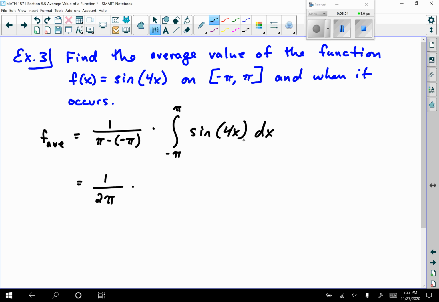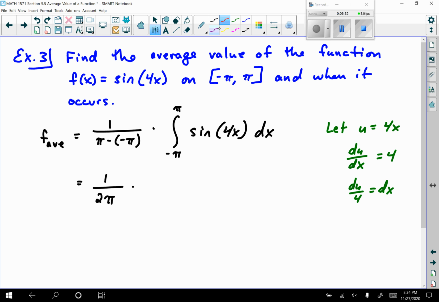Now here we actually have to use some u substitution. I know it's been a while since we had to do that, but that's going back to section 4.5. So we're going to let u equal 4x, and then du over dx is going to equal 4. Then solve this for dx, so du over 4 is going to equal dx.